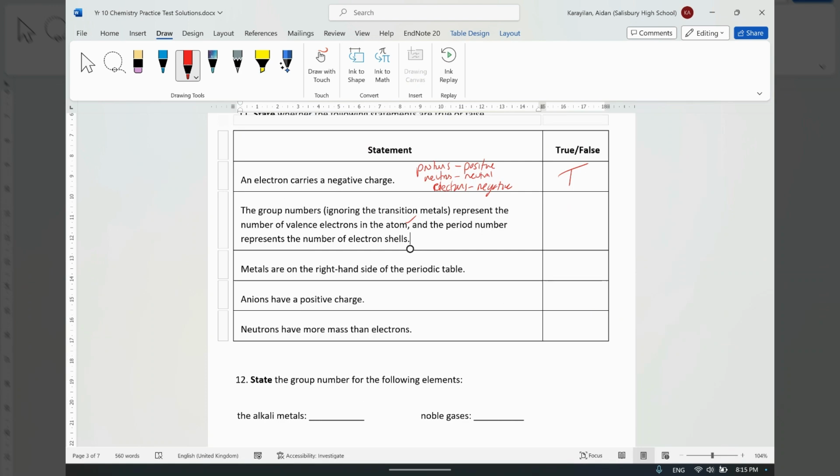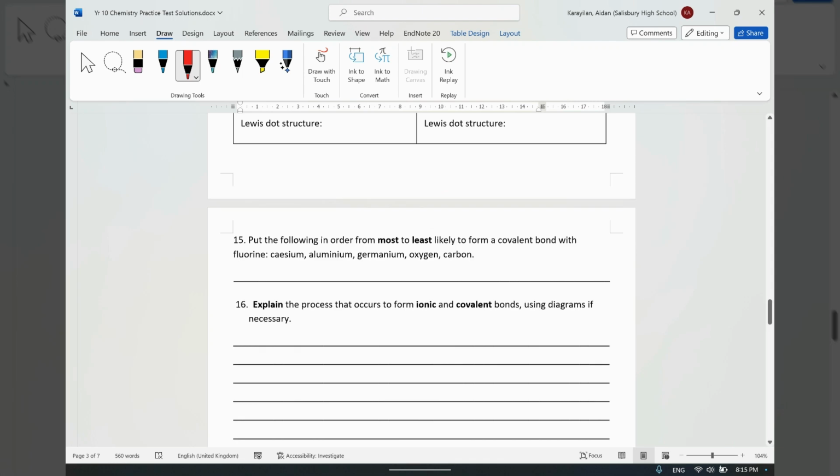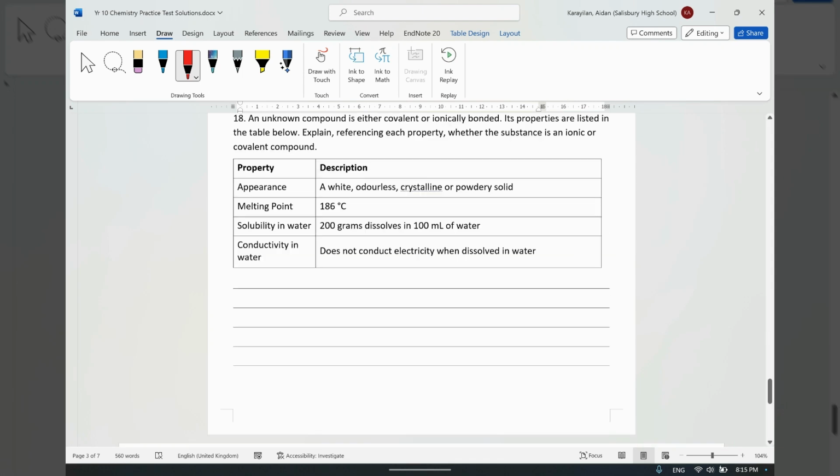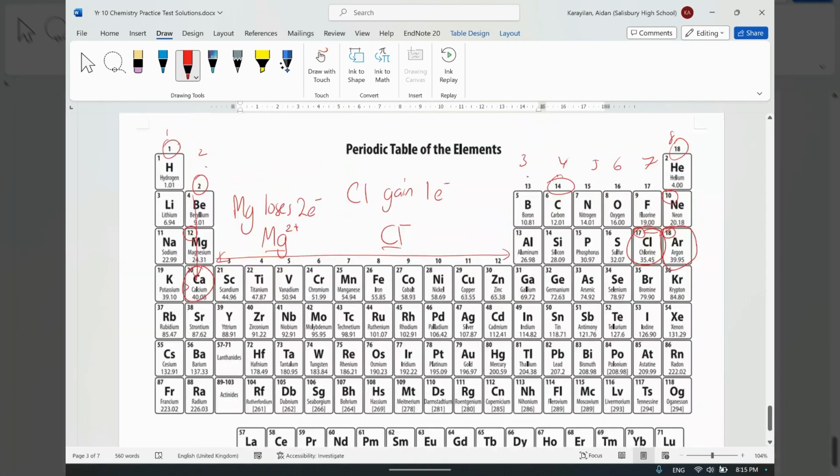That's the number of valence electrons is the group number, and the period number represents the number of electron shells. So if we're talking about hydrogen and helium, this row here, they are filling up the first shell. Lithium, beryllium, boron, carbon, etc. are filling up the second shell. Sodium, magnesium, aluminium, etc. are filling up the third shell. And potassium and calcium, at least, are filling up the fourth shell. So it is true in that regard.